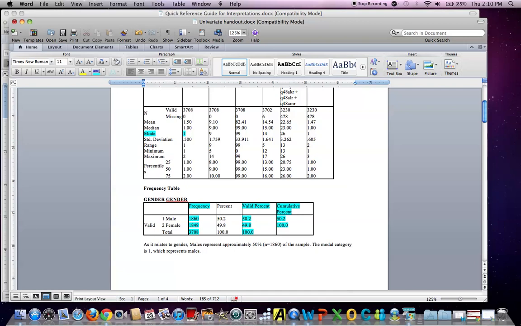So in terms of gender, we can say although males are the modal category, females are almost equally represented in this data set.